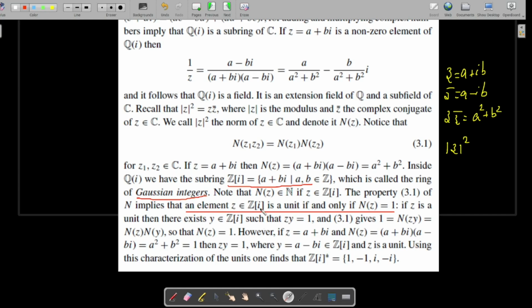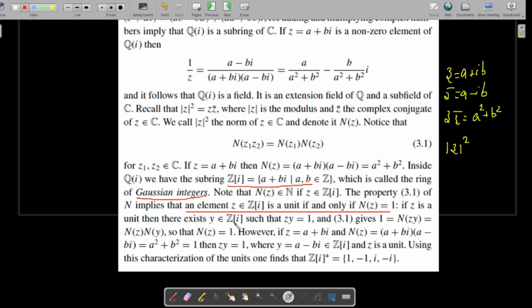Now we will prove an important result. An element z belonging to Z[i] is a unit if and only if the norm of z is equal to 1. That means an element in Z[i] has an inverse if and only if its norm is equal to 1. So first of all, let us prove the result. We have to show both directions, since it is if and only if. First we are proving the necessary part. If z is a unit, what happens? We have to show that if z is a unit, then N(z) is equal to 1. If z is a unit, that means z has an inverse.